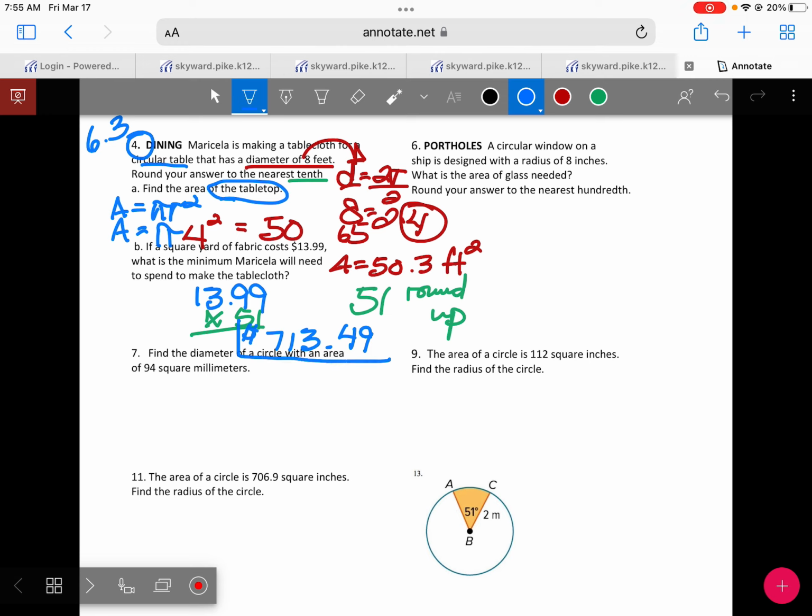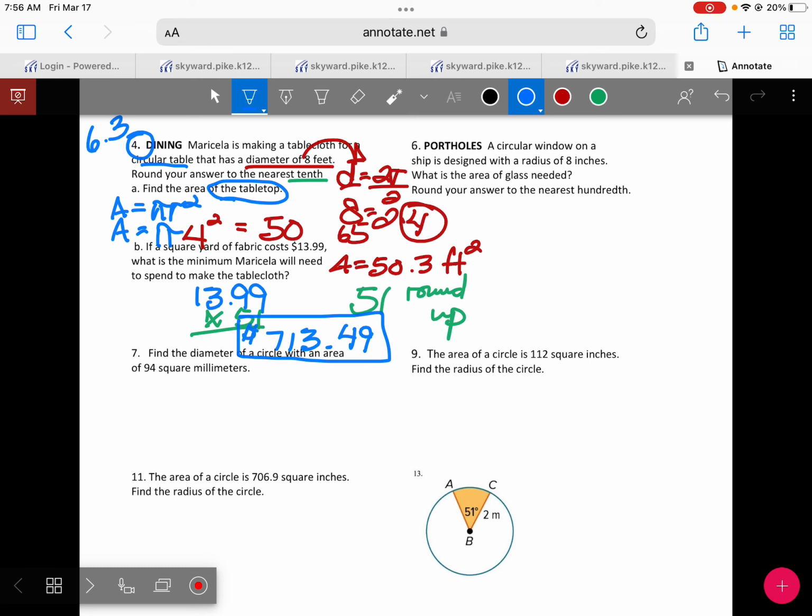I can't imagine someone spending $713 on a tablecloth. It's not a table, it's a tablecloth. That is made of gold or something. It must be a rich tablecloth. All right. I'm going to double check here. They gave us diameter. We took half of that. 4 squared, 16 times pi would be like, 16 times 3 would be 48. So 50 makes sense. It was 50.3.